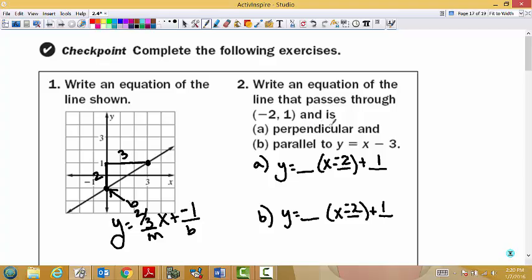The first one, perpendicular to y equals x minus 3. So what's the slope of this line? What's understood to be right there? So the slope is 1. So for the perpendicular slope, you flip it. If you flip 1, you get 1, and you make it negative. And if it's parallel, it's just going to be 1.